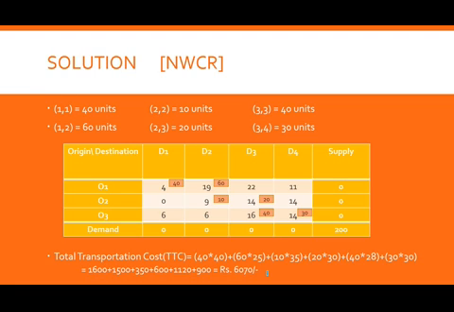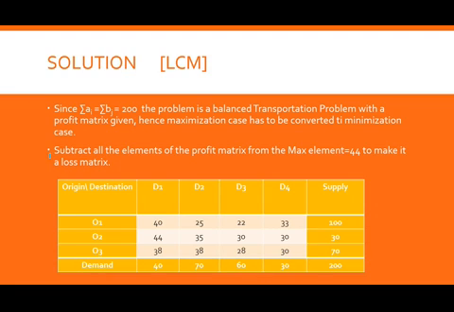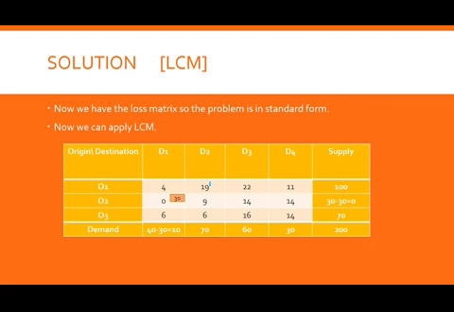Now let us try to solve the same problem using LCM. Since the supply total and the demand total is 200, it is a balanced transportation problem, but profit matrix is given, therefore convert it into minimization. How do you convert it? By subtracting it from the max element 44. So the resultant matrix that you get is 4, 19, 22, 11, 0, 9, 14, 14, 6, 6, 16, 14. So now we have the loss matrix and the problem is in its standard form.